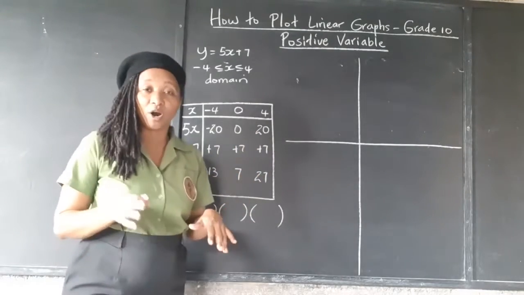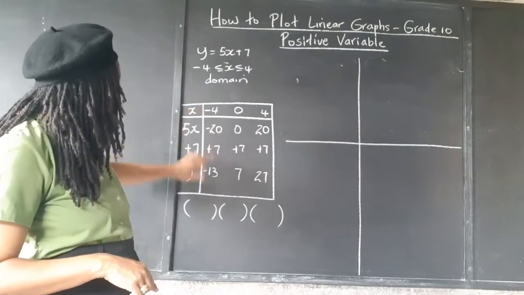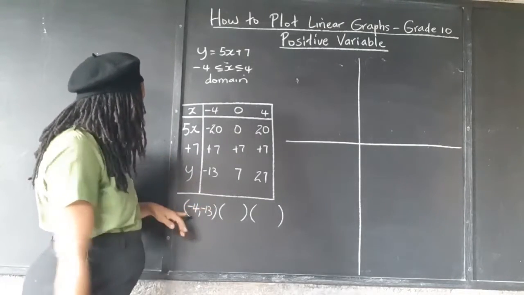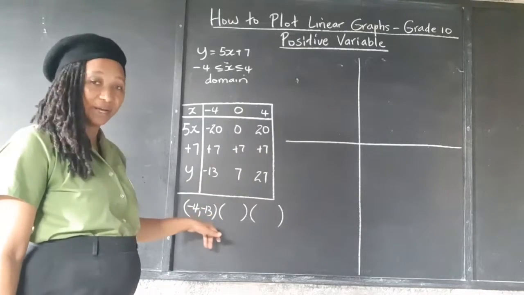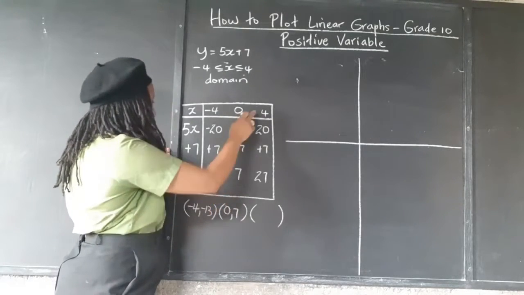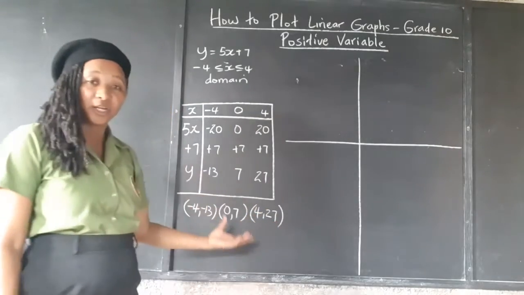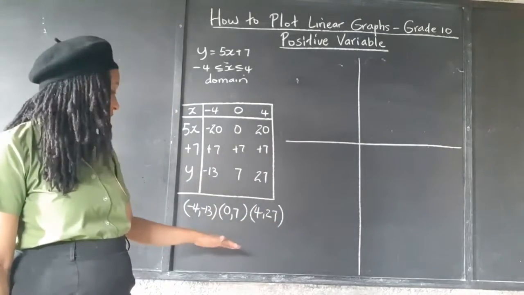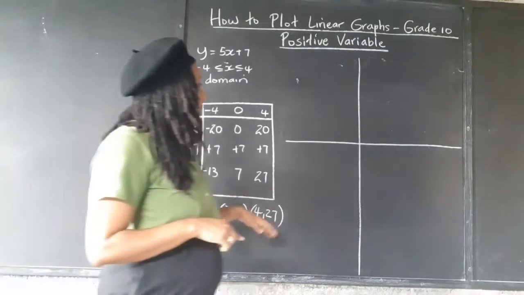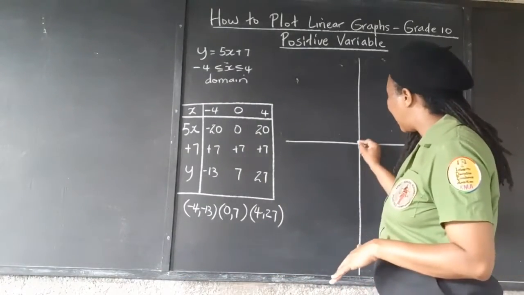So now we can write our ordered pairs, our x value and y value for each. So -4 on the x goes to -13 on the y. -4, -13. The x value is written first, then the y value. 0 on the x, 7 on the y. And 4 on the x, 27 on the y. So these are our ordered pairs of coordinates that we're going to plot. We're going to move on the x, then move on the y, and put a point. So let's rule up our coordinate plane, our Cartesian plane, based on the scale that we want.